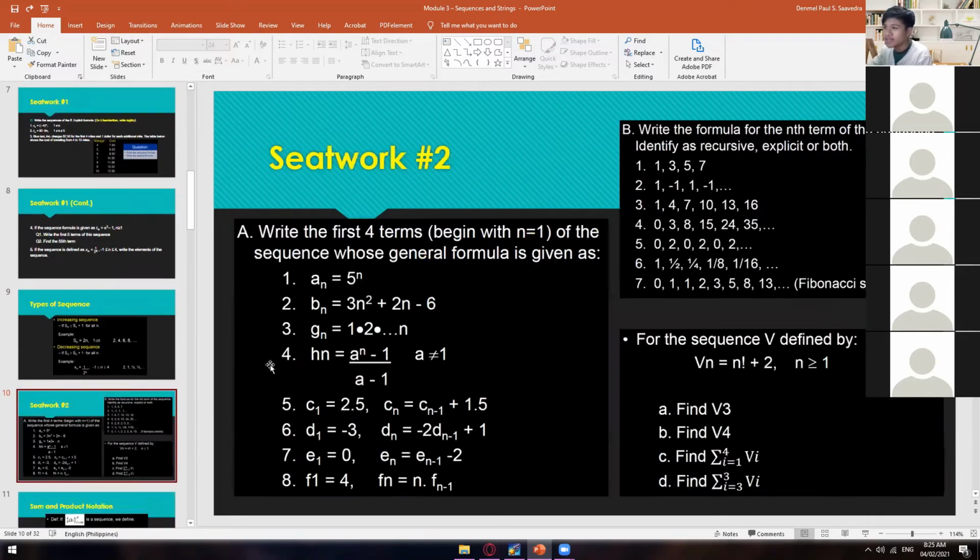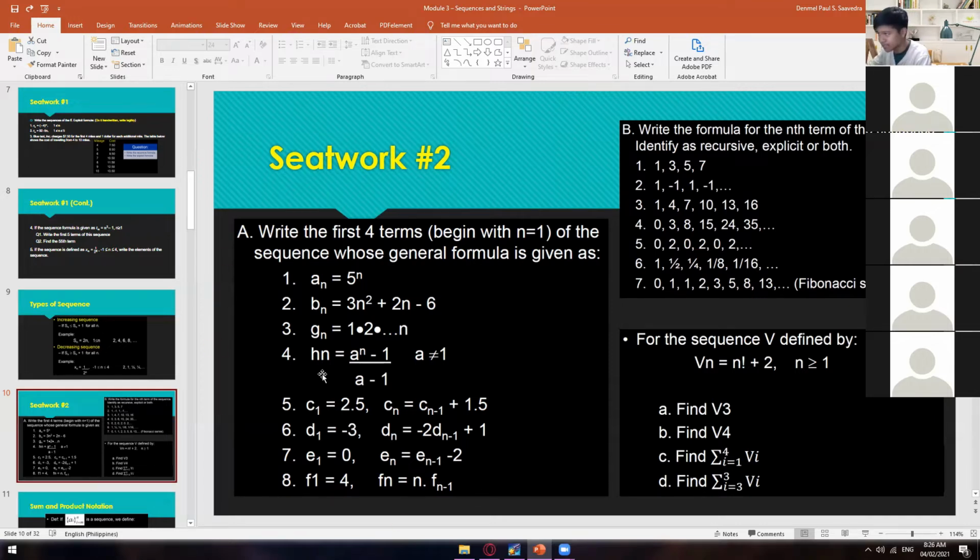Anyway, the next one here is your seat break number 2. Okay. So this one is actually super easy. Like literally super easy. So write the first 4 terms, beginning with n equal to 1, of the sequence whose general formula is given as those. So we already have a given general formula. All you need to do is write the first four terms of those given formulas, right?